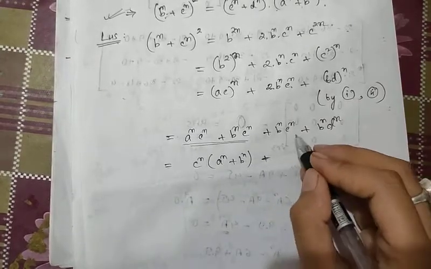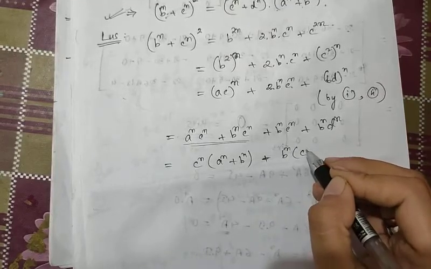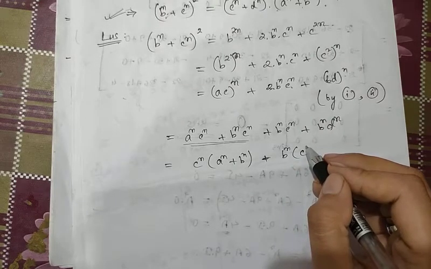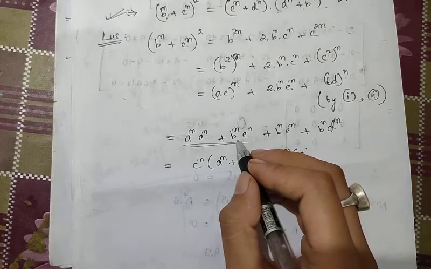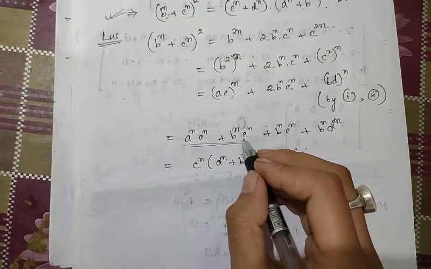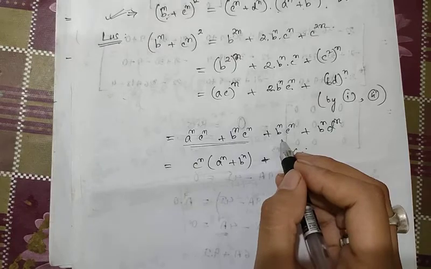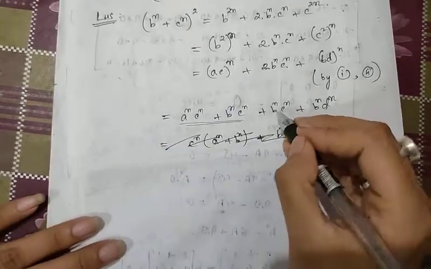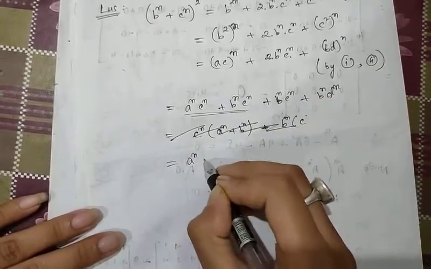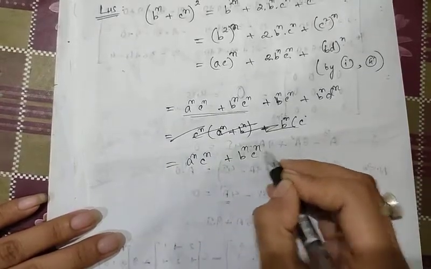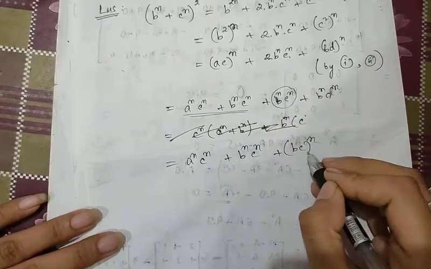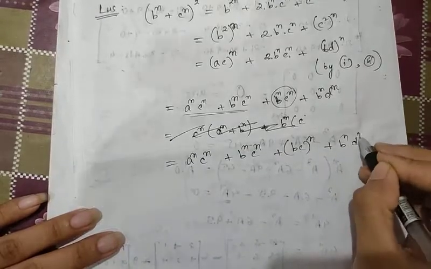Next again from here we take b to the power n common, will be left with... Before taking common, we have to do one thing: we'll take a to the power n, c to the power n, b to the power n, c to the power n plus bc whole to the power n. We write this bc to the power n as bc whole to the power n, b n d n.